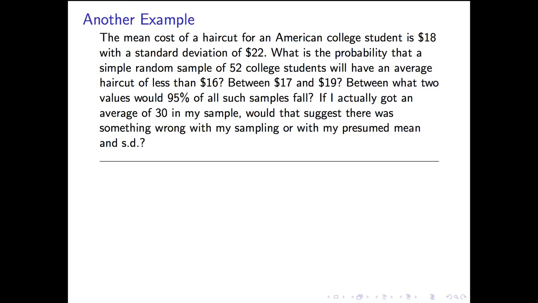Haircuts of American college students cost on average $18 with a standard deviation of $22. What's the probability that a simple random sample of 52 college students will have an average haircut of less than $16? How about between $17 and $19? Between what two values would 95% of all such samples fall? And finally, if I actually got an average of 30 in my sample, would that suggest there was something wrong with my sampling or with my presumed mean or standard deviation?